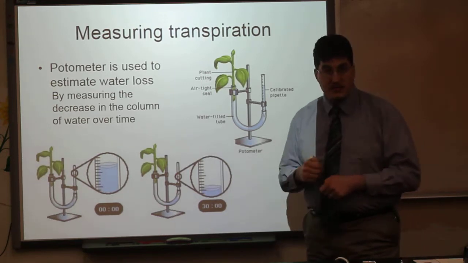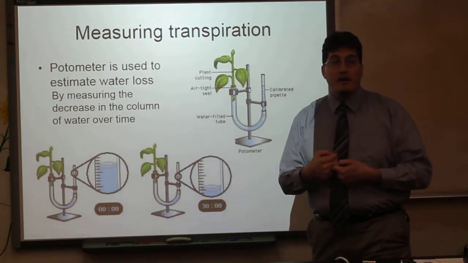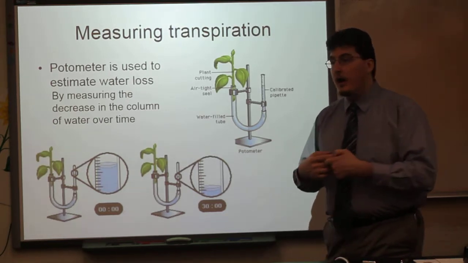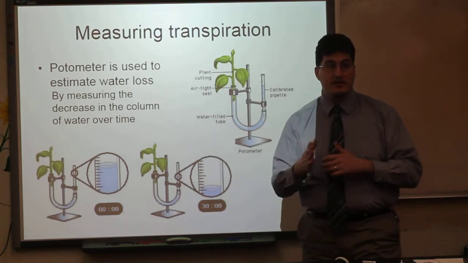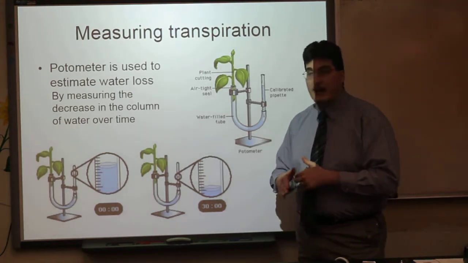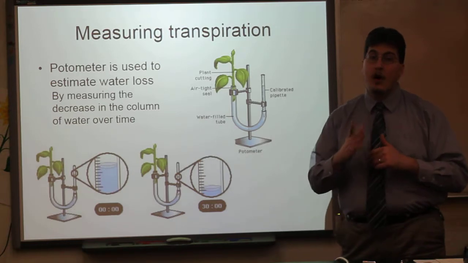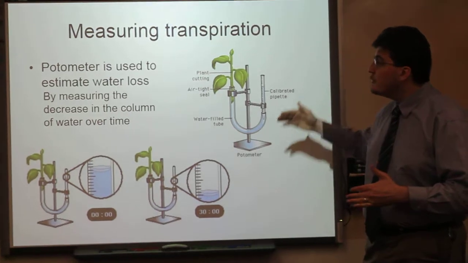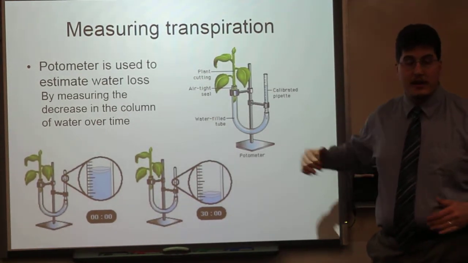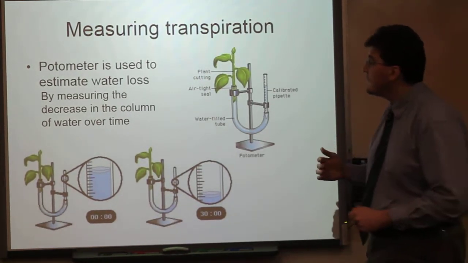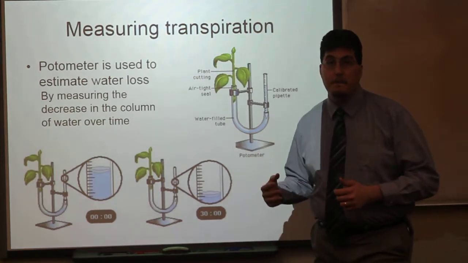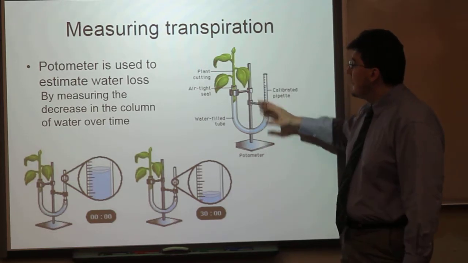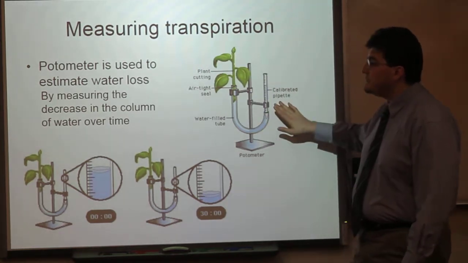You cannot break the seal. If any bubble of air is ever introduced into the xylem, then a continuous xylem will be lost, and you will not have continuous flow of water through the xylem vessels, and you will lose the water transfer, and you will lose the transpiration flow. You will lose this transpiration pull. So effectively, you have an airtight seal and a water-filled tube and a calibrated pipette.